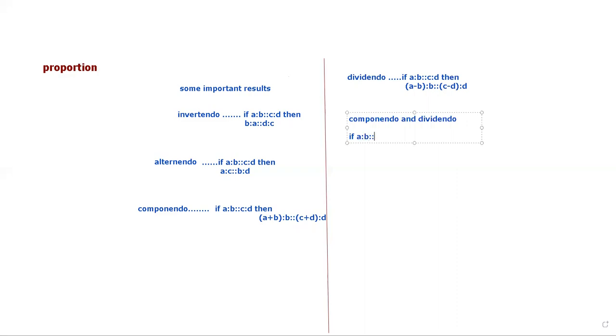a is to b proportion c is to d, if you have it like this, clear, then you can also write it like this. Please note this down: a plus b ratio a minus b, you can also write it like this, then proportion c plus d ratio c minus d.